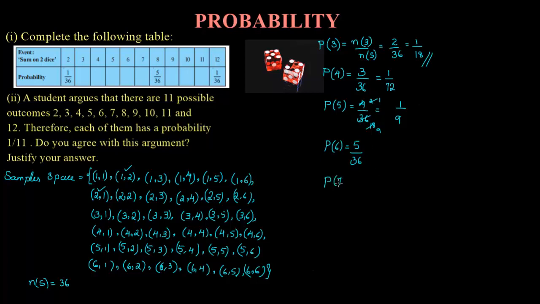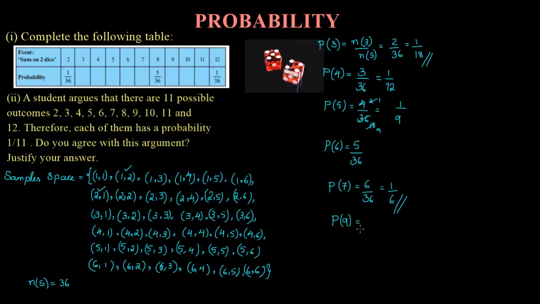Now, probability of getting the sum 7. So, how many numbers are there like that? 1, 2, 3, 4, 5, and 6. Do I have any other option? No, right? So, how much you have? 6. So, 6 by 36. So, you can observe that it is following some pattern. 2 by 36, 3 by 36, 4 by 36, 5 by 36, and 6 by 36. Then, now probability of getting 8 is given.